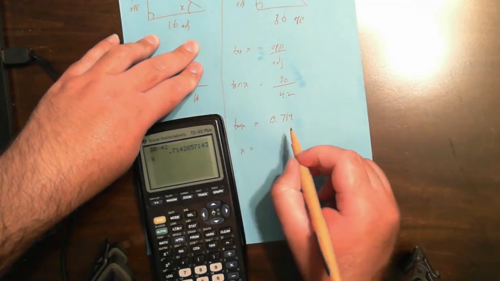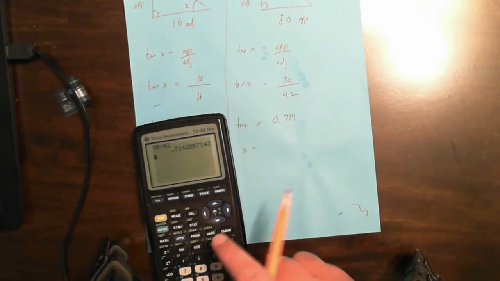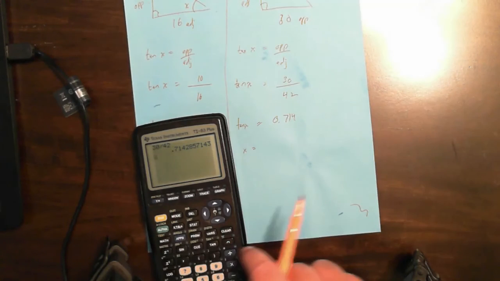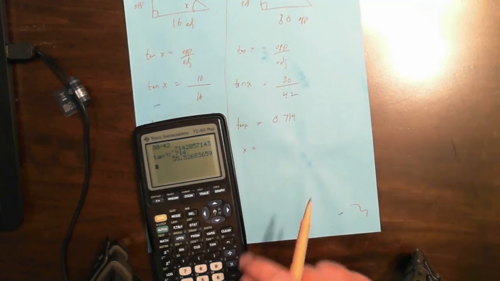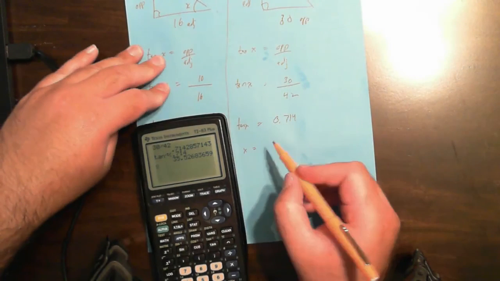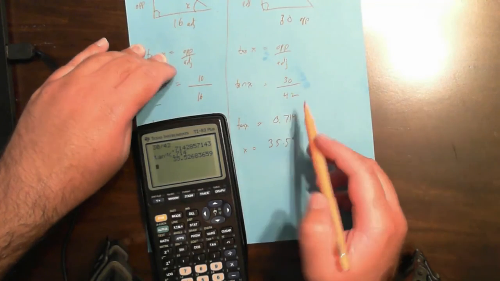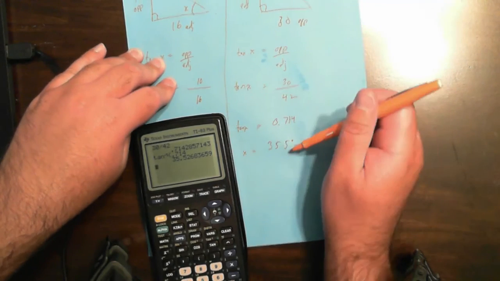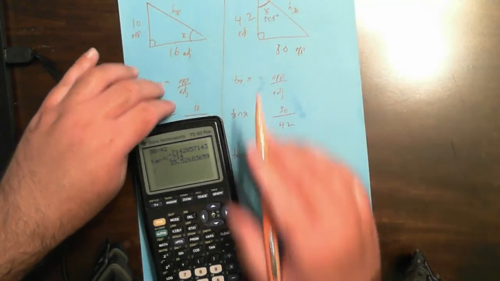So now I know that x is going to be the inverse tangent of 0.714. So I can hit my shift button, hit my tan button, and then type in my 0.714 and press equals. That returns a value of 35.5 degrees. So that tells me that that angle is 35.5 degrees. Okay?